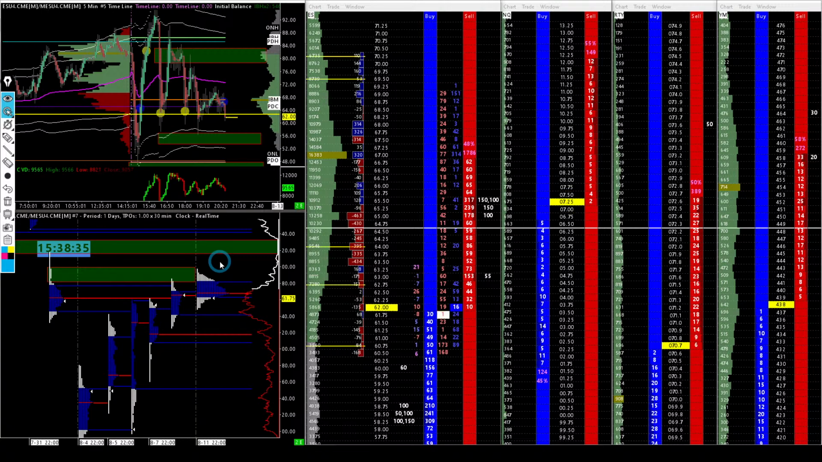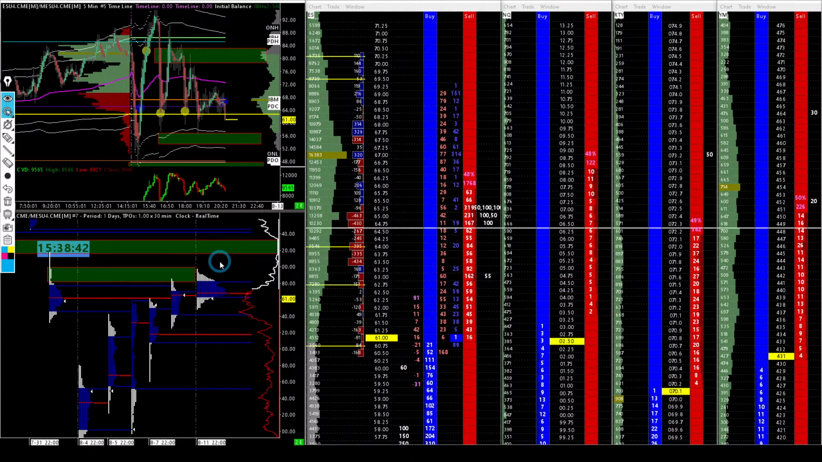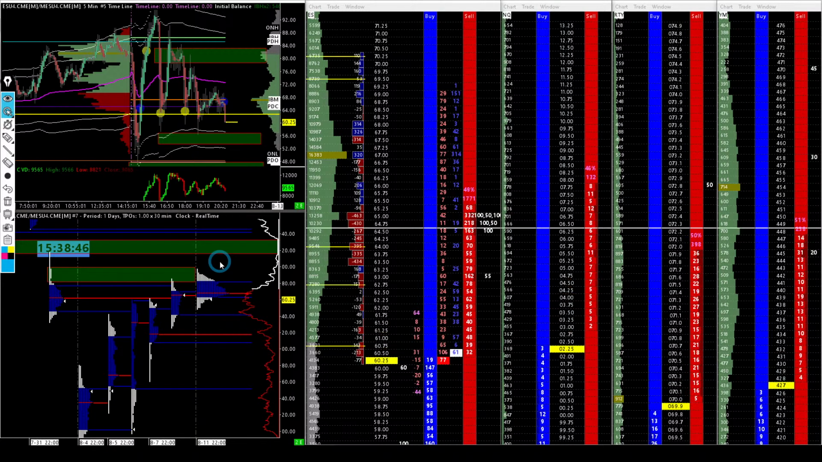Okay, we could be getting this sweep and play down for like 56s. See if we get it. Need to break here and then it should go.